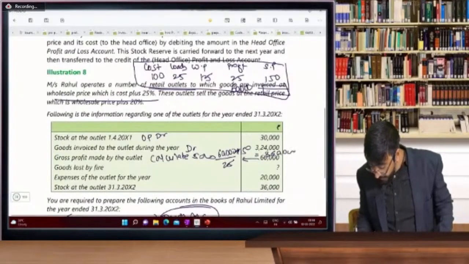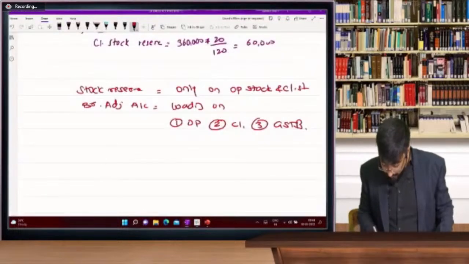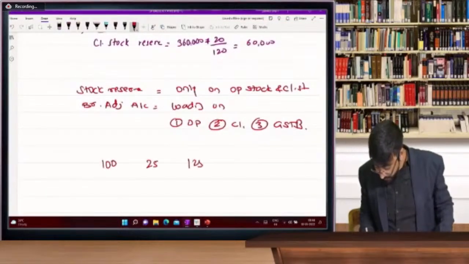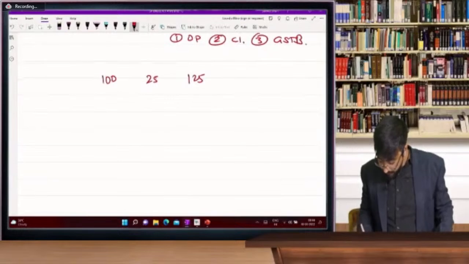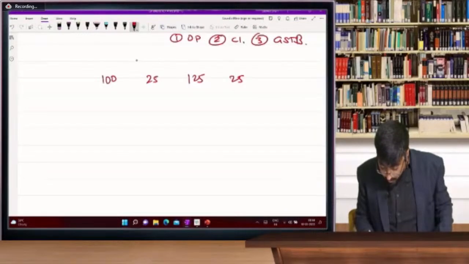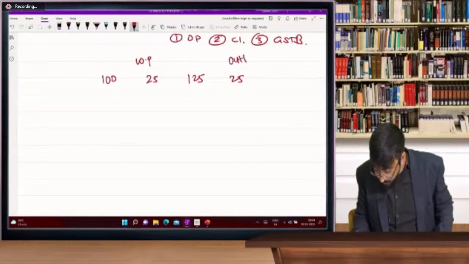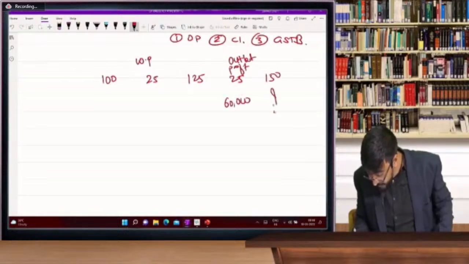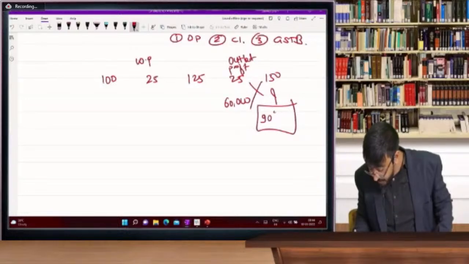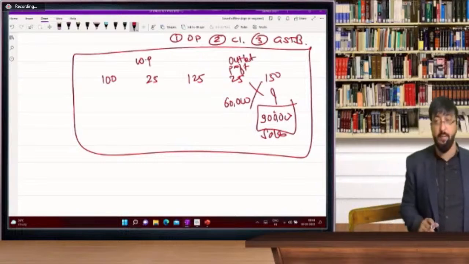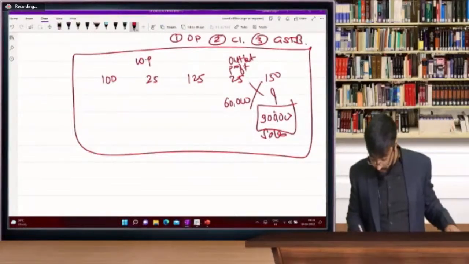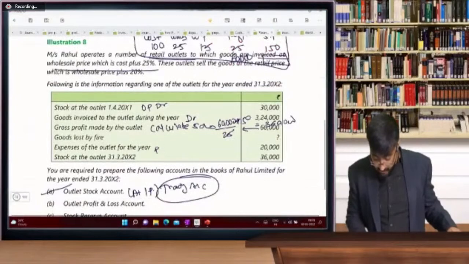From GP you can calculate. See, your equation will be 100, 25, 125, then again 25. This is wholesale profit. This is outlet profit. And 150. If outlet profit is 60,000, what is cross multiplication? It is 9 lakhs. It is a sales. So sales now you can calculate. Expenses P&L debit. And this is 36,000 credit.